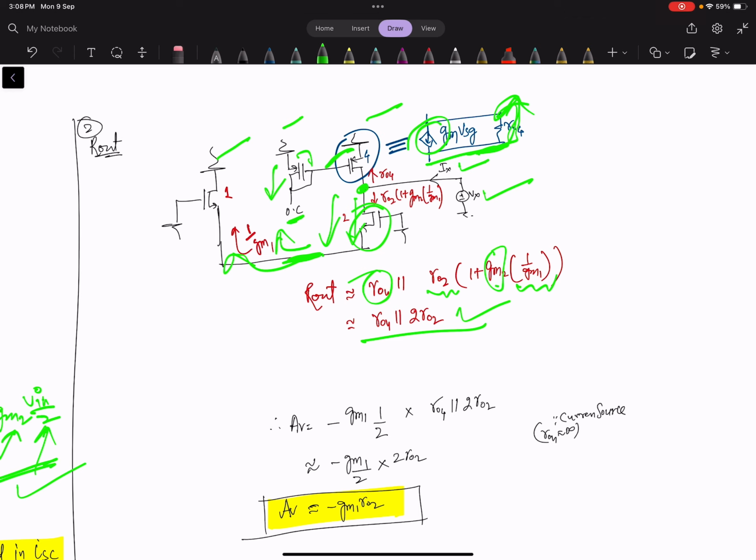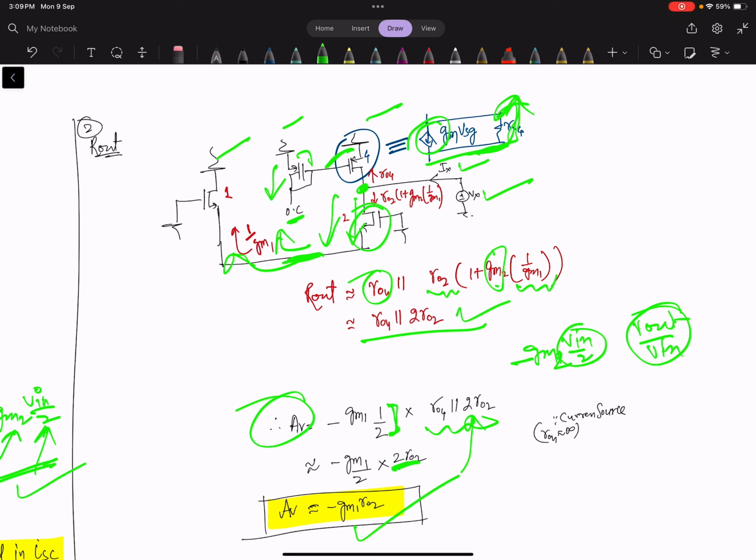And now the Av will be gm1 by half. Why? Because it was Vin by 2, gm1 or gm2 times (minus Vin by 2), so that is why half, because we have to calculate Vout by Vin. So from there it is this, and r_o4 parallel to r_o2. From here, if you see, this is 2 r_o2. Because of this 2 r_o2, your value is gm times r_o2.